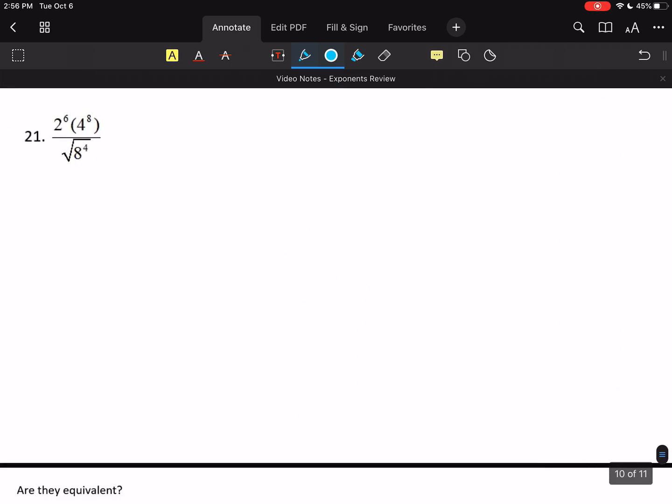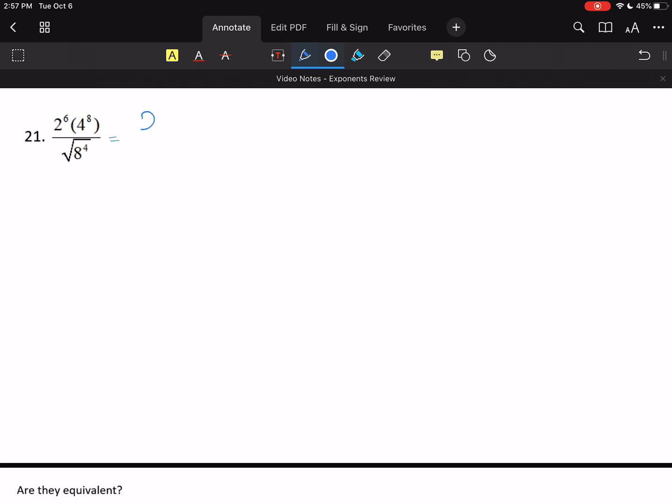Now, number 21. I have a bunch of different bases, some pretty big exponents, and this would ultimately lead to a really big number. But there is a way to simplify this thing without dealing with those big numbers. So, first thing I want to do is to rewrite that denominator. Okay, so instead of the square root, I want to make that its fraction exponent.